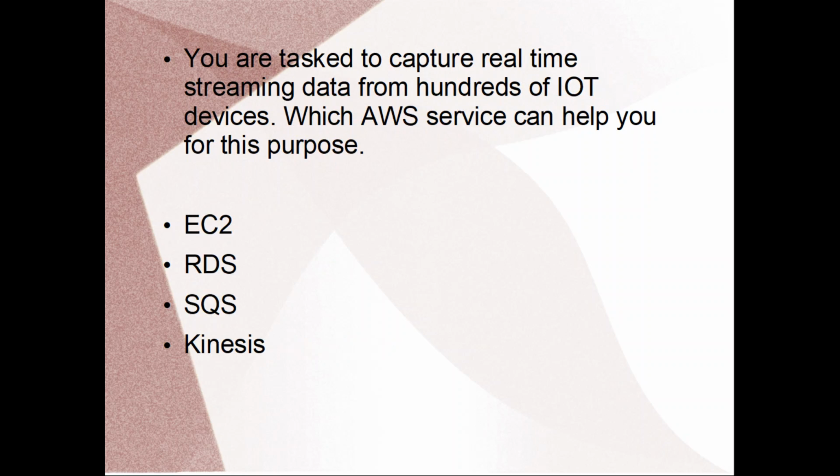So moving ahead, our next question is, you are tasked to capture real-time streaming data from hundreds of IoT devices. Which AWS service can help you for this purpose? So whenever you are looking at these keywords like real-time streaming data, the only thing that should come in your mind is Kinesis, because Kinesis is basically designed by AWS for this purpose, and the other services are a bit for different purpose. So the AWS service which holds good for the requirement in this question is Kinesis, and I think that will be our answer, and it is our answer.